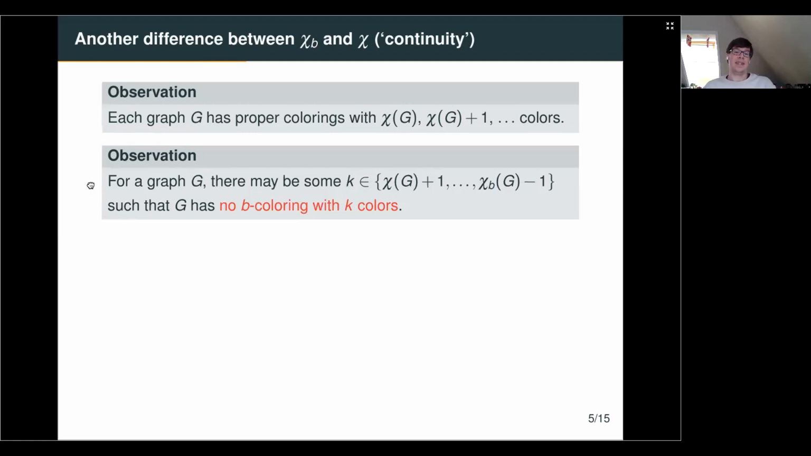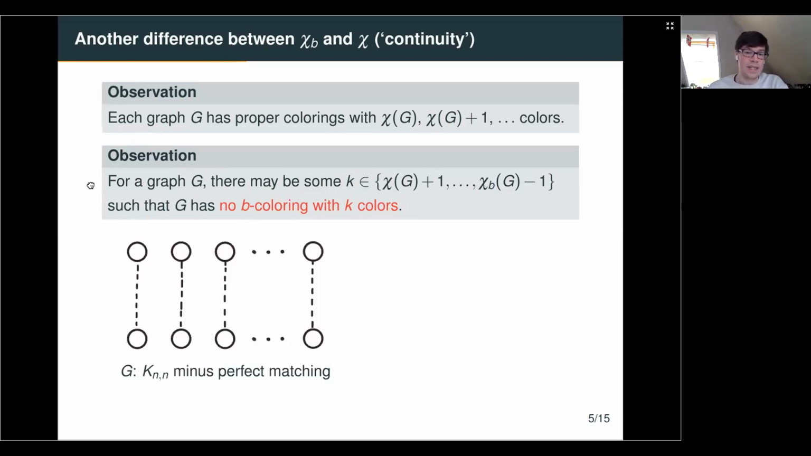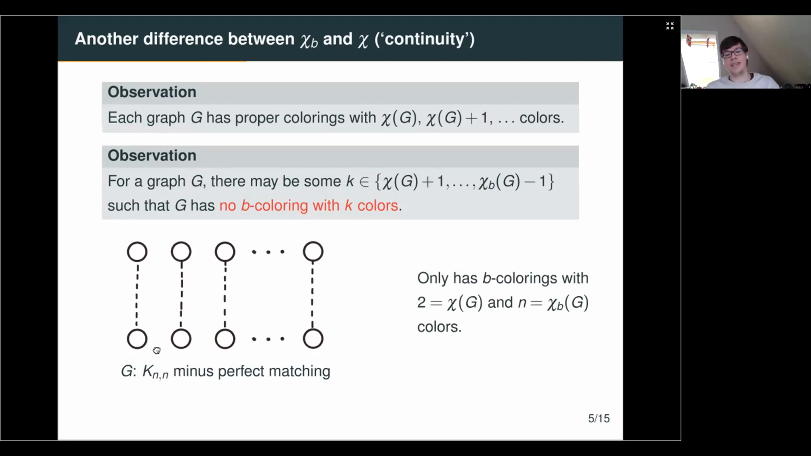Okay, on the other hand, for a graph G, there may be some number k that lies between the chromatic number of the graph and the B-chromatic number of the graph, such that this graph has no B coloring with k colors. And one good example is a graph that we have already seen. So it's K_{n,n} minus a perfect matching. And we can see that this graph actually has B colorings only with 2 colors or with n colors and nothing in between.